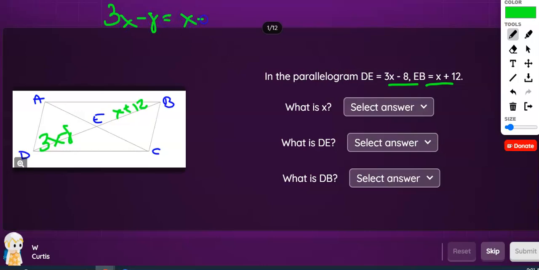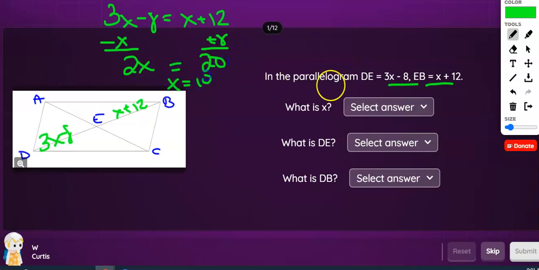Remember your options: sometimes they're going to add up to 180, sometimes they're going to add up to 90, and sometimes they're equal to each other. In the case here, of course, they're equal to each other. So subtract x. I'm going to go ahead and add 8 on the other side to get 20. My x is 10, so the first answer is 10.